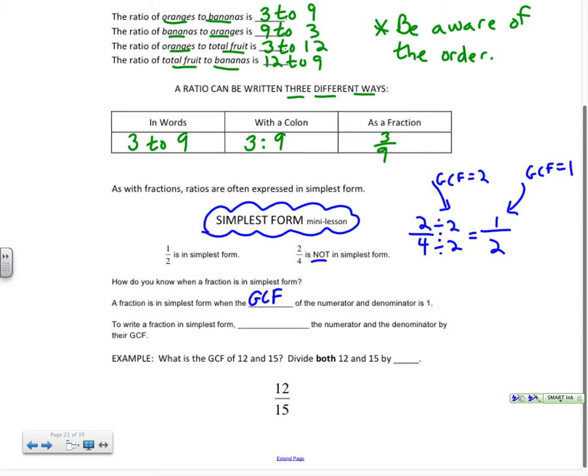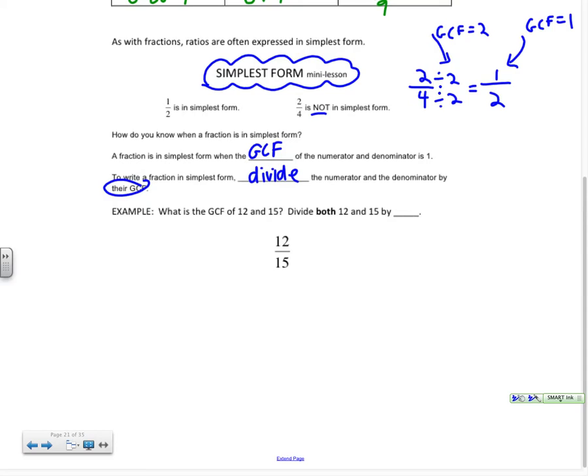So to write a fraction in simplest form, what do we do? We divide the numerator and the denominator by their GCF. So here's our example. What is the GCF of 12 and 15? 12 is our numerator, 15 is our denominator. The GCF is, I believe, 3 because 3 goes into both 12 and 15, and that's the biggest factor that fits into both. 12 divided by 3 is 4. 15 divided by 3 is 5. So in simplest form, 12/15 equals 4/5.